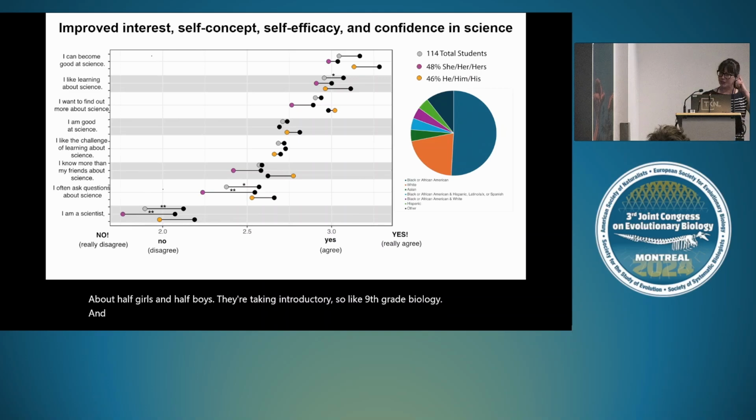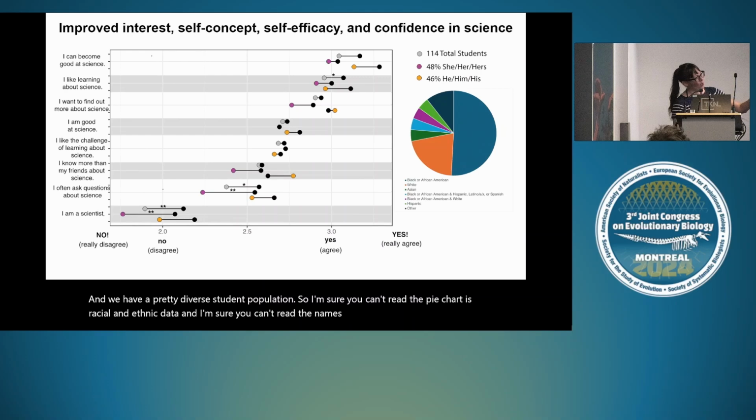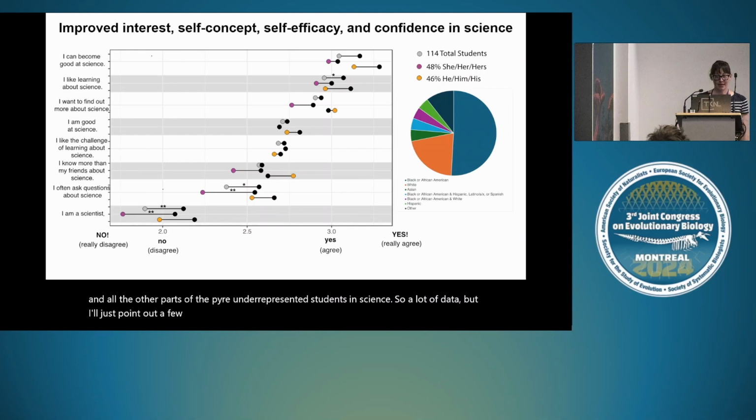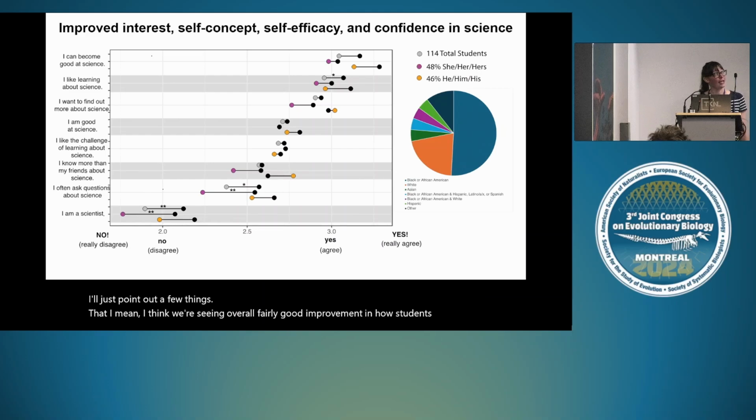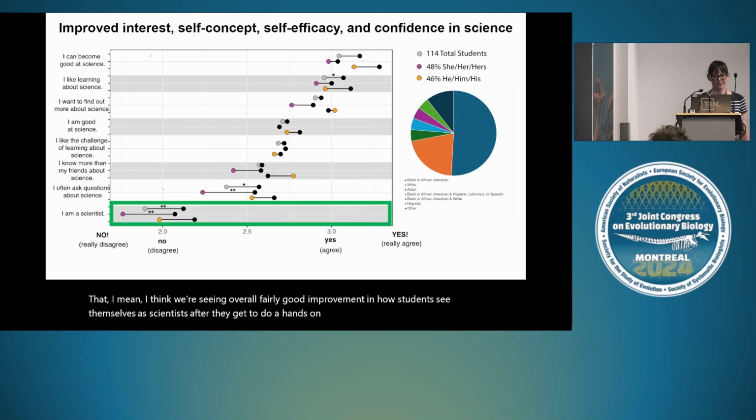We have a pretty diverse student population. I'm sure you can't read the pie chart, which is racial and ethnic data, but orange is white students, and all of the other parts of the pie are students underrepresented in science. There's a lot of data, but I'll point out a few things. Overall we're seeing fairly good improvement in how students see themselves as scientists after they get to do a hands-on research experiment. For the statement, I am a scientist, in particular, we see a significant gain before and after doing this experiment.